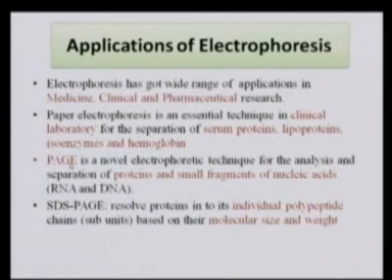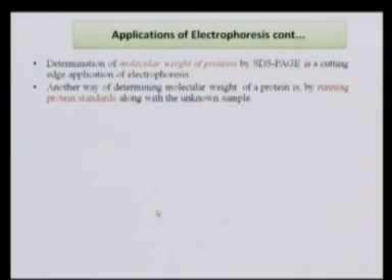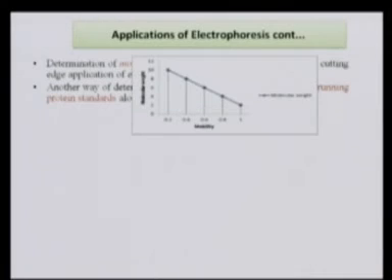PAGE is useful for the separation of small fragments of nucleic acids. And as we said, SDS PAGE is useful for the separation of proteins based on size. In this graph we are explaining how we can measure the molecular weight of a protein by plotting a graph of molecular weight against mobility. If you see, the higher the molecular weight, the lesser the mobility. For example, only 0.2 mobility, 0.4 is again 8. So as the molecular weight decreases, the mobility increases.